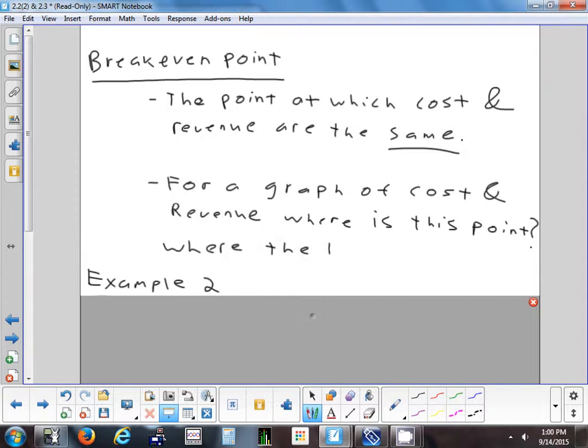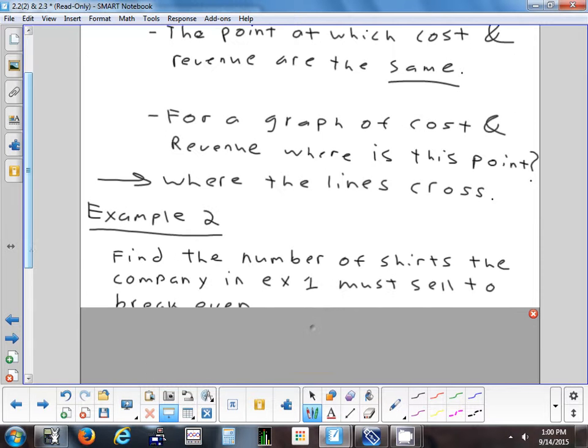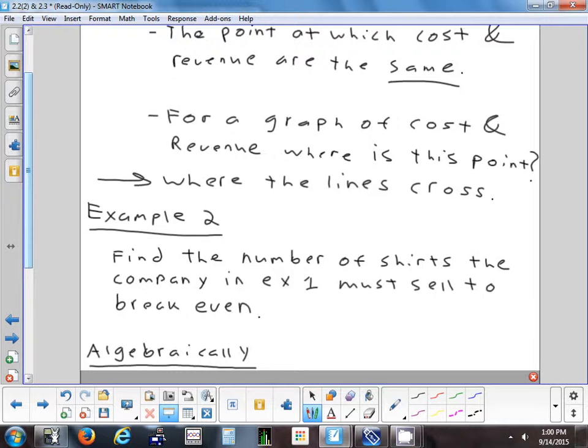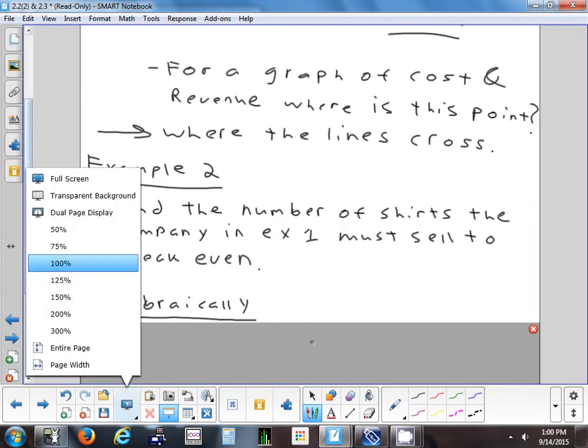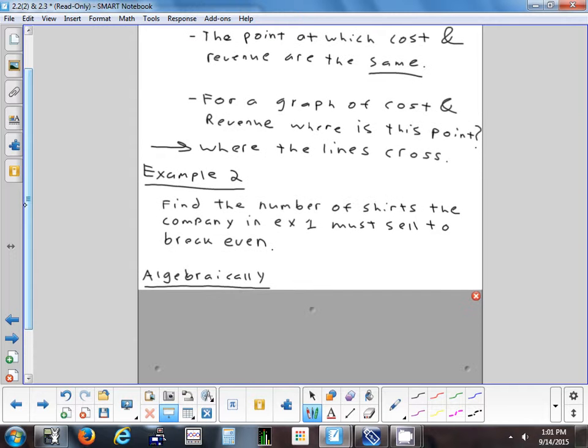So where the lines cross, or intersect, is even a better way to say it, because that ties in with how you find it on the calculator. Okay, so where the lines intersect, where they cross. So now what I want to do is find the number of shirts that the company has to sell to break even.